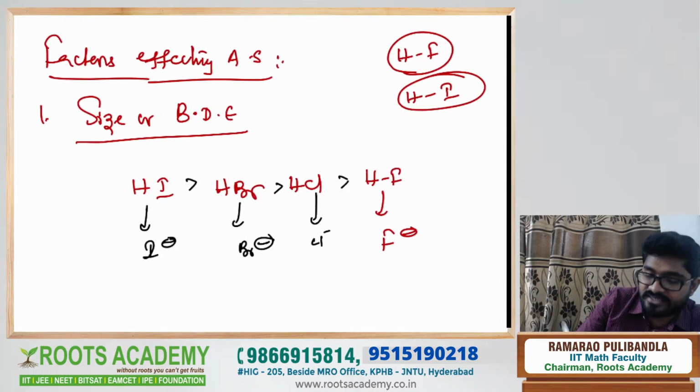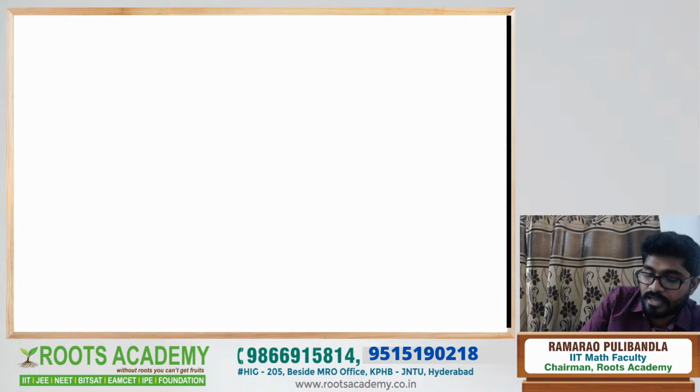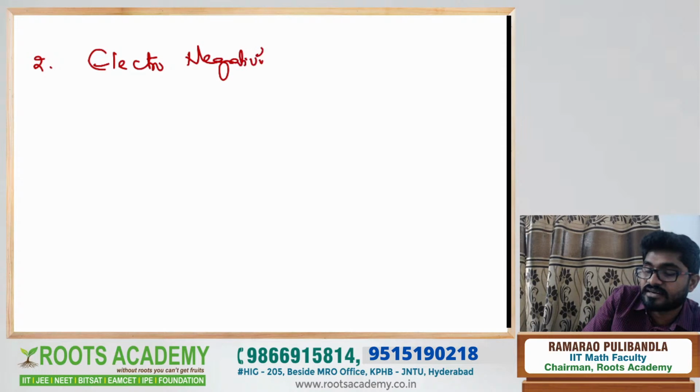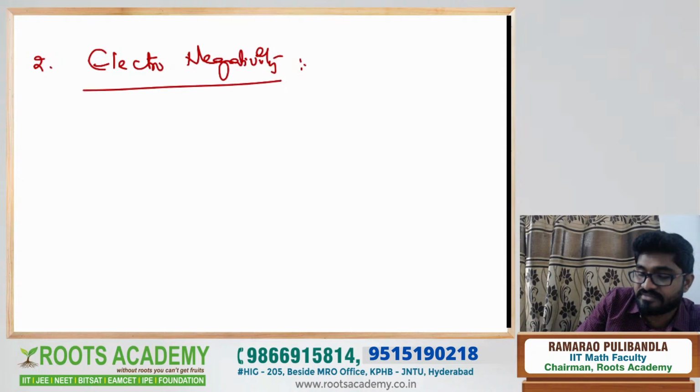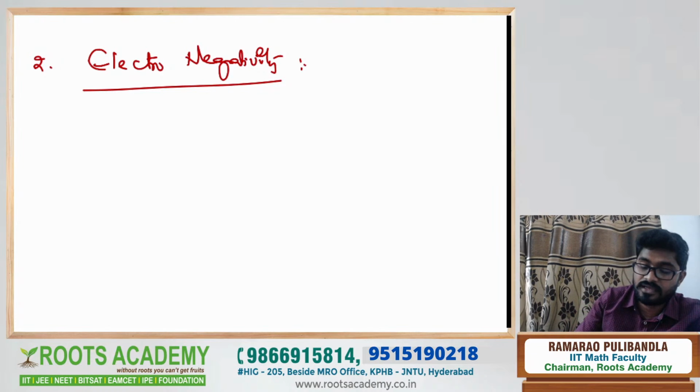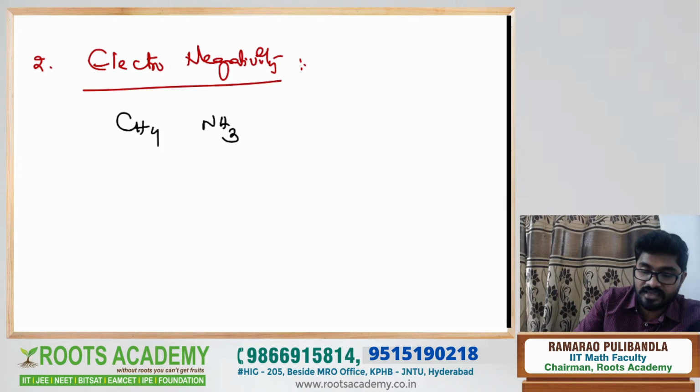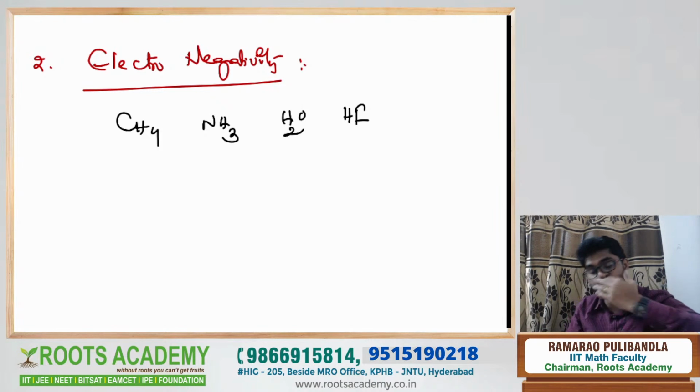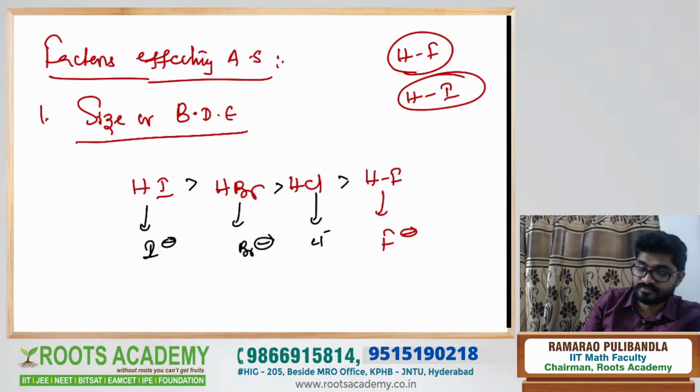So the next one, electronegativity. Second factor. Factor number 2 it is. I'm giving one more example, guys. Based on these factors, we can decide acidic strength, basic strength. Very, very important. Listen carefully. So I'm taking CH4, NH3, H2O, HF. Now, which is more stable? So here you can write this statement, guys. In a group, means top to bottom, acidic strength increases.